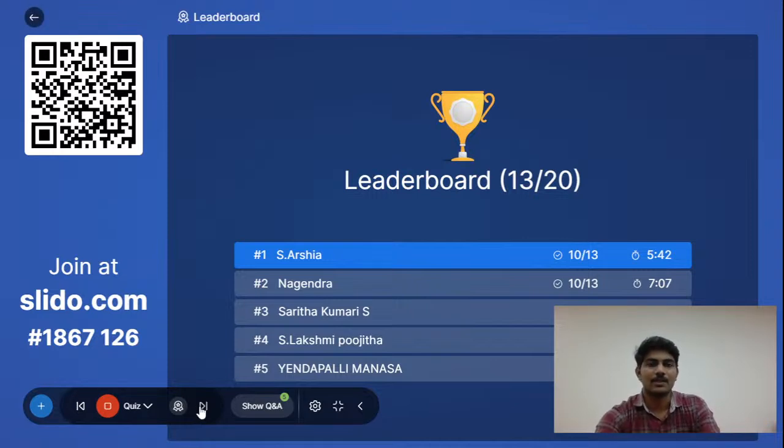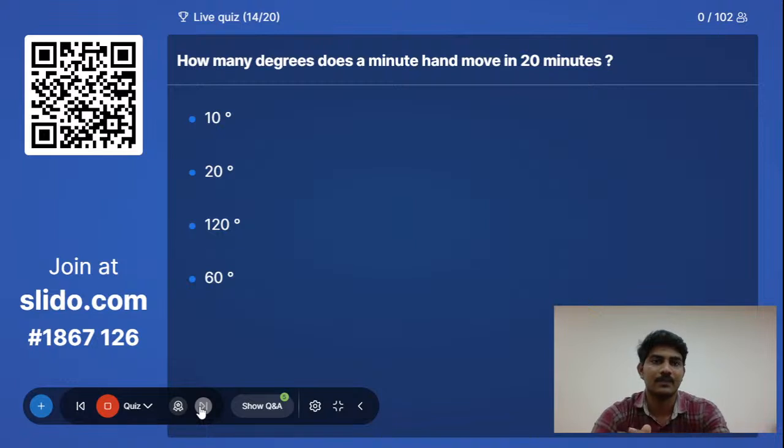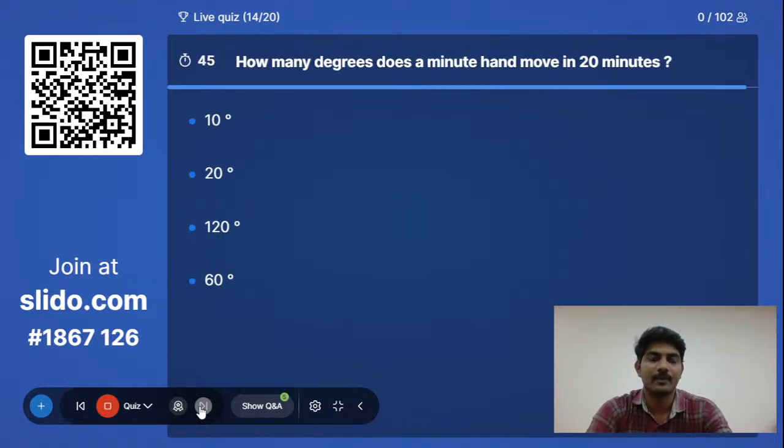Okay, we'll move to the next question of today's live quiz. That is the 14th question, and you'll have 45 seconds to answer it. This question comes under the topic of clocks, in the reasoning section. Clocks is a very interesting topic, as we know we have discussed many of the models related to the clocks topic in each and every detail.